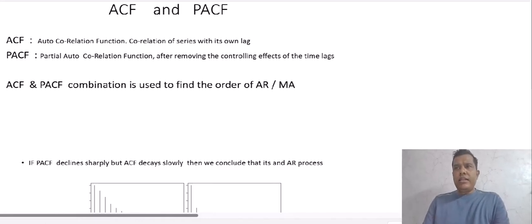To understand the concept of autocorrelation and partial autocorrelation, let me talk about linear regression. In linear regression, we have an equation y is equal to beta naught plus beta 1 x1 plus beta 2 x2 plus beta 3 x3. When I say y is equal to beta naught plus beta 1 x1, it means that y is dependent upon x1, y is dependent upon x2, and y is dependent upon x3. The same thing we are going to use in our lag.